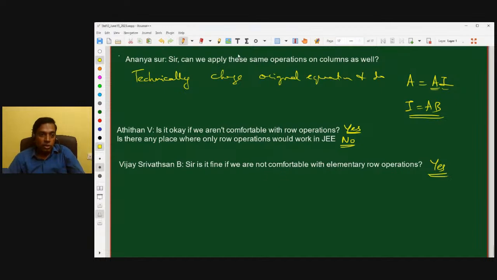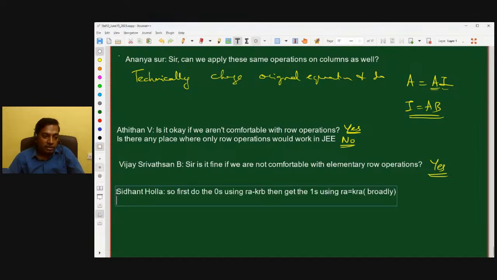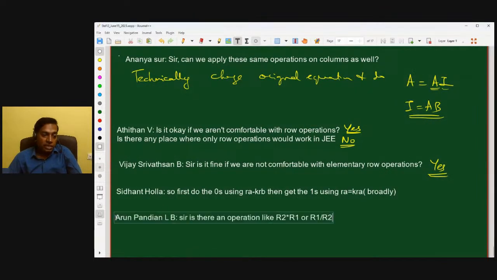Siddhant Hola broadly did the thing. First do zeros using RA minus KRV, then get the ones using RA is equal to KRA. Correct. Is there an operation like this? No, because this will mess up the matrix multiplication part. That's why.